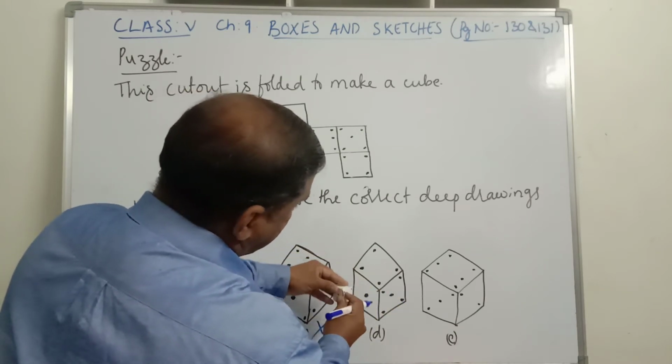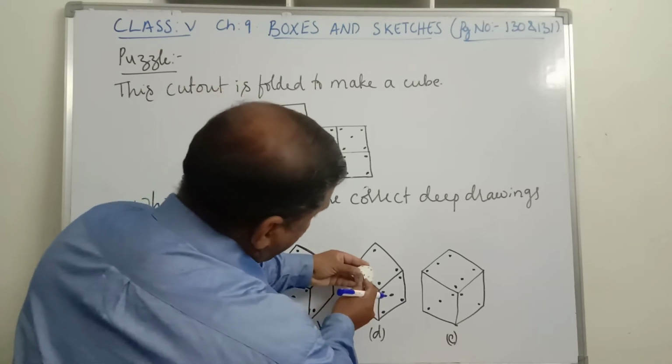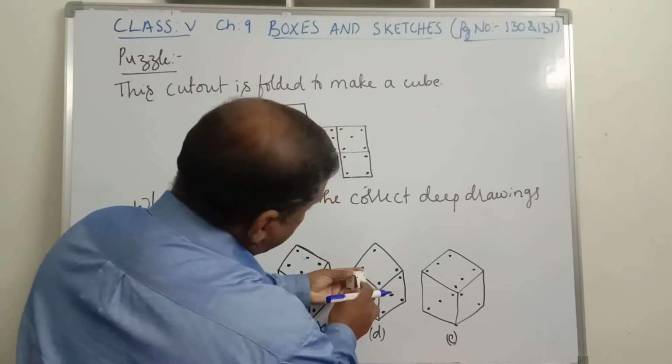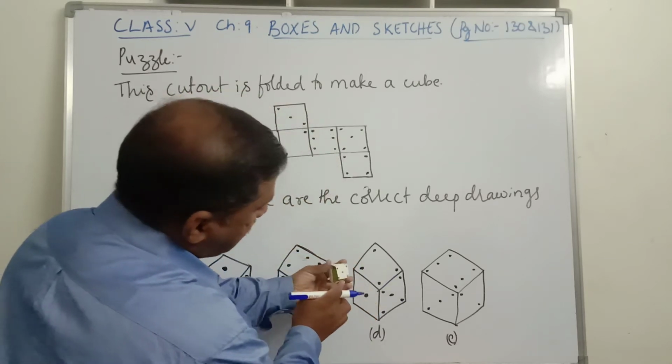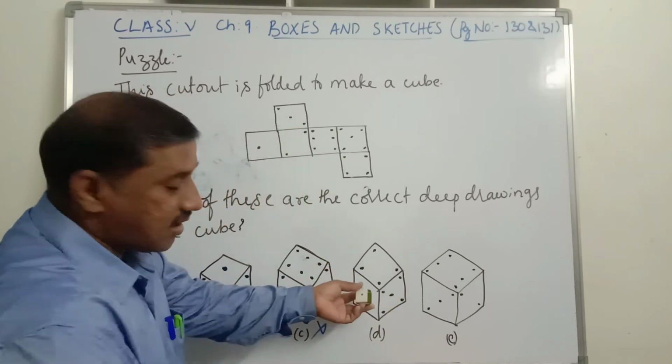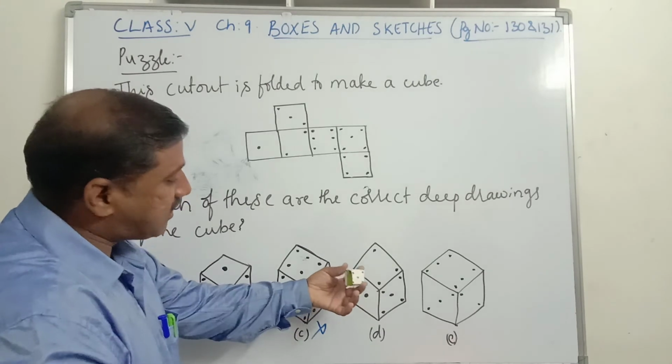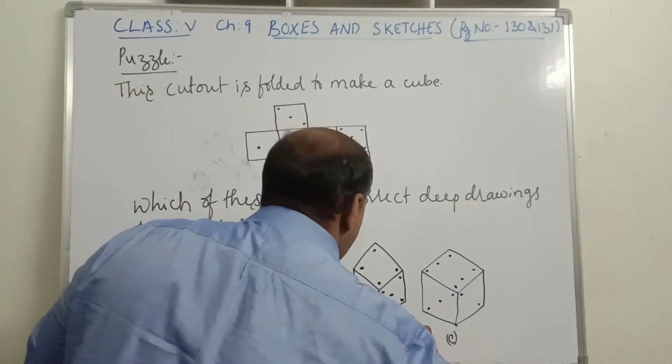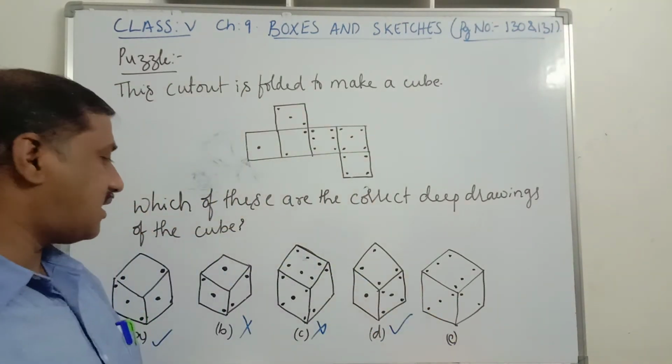Or if you turn like this, you see here, this is our figure. If you turn, so 4 dots on the top surface, 5 dots on the front surface, and 1 dot on the side surface. So the given cutout is satisfied by this figure.